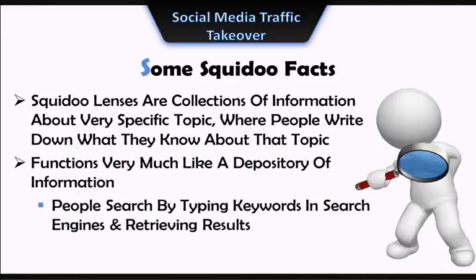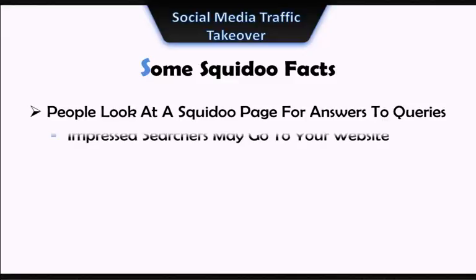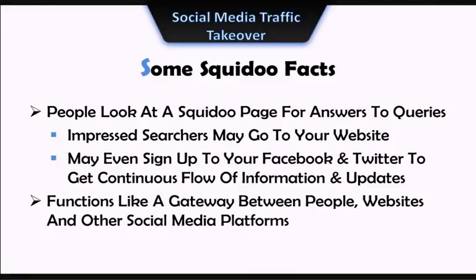People search for this information by typing keywords in search engines and retrieving the results. This is a very, very useful tool for marketers. People can find themselves looking at a Squidoo page for answers to a query they might have. Impress them enough, and they may even wind up going to your website. They may even sign up to your Facebook and Twitter profiles to get a continuous flow of information and updates on your end. In short, Squidoo functions like a gateway between people, your website, and your other social media platforms.